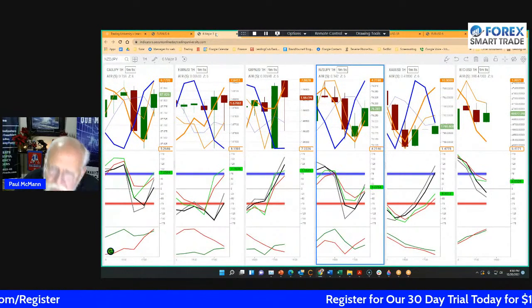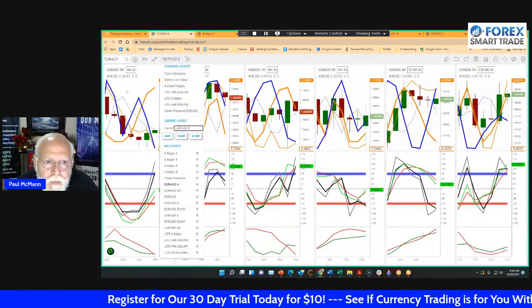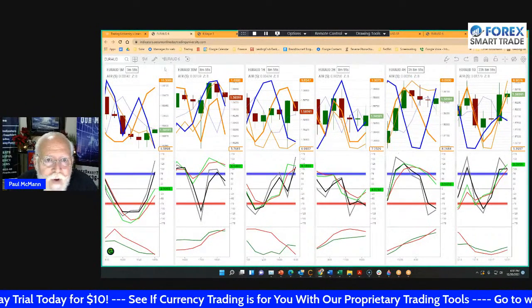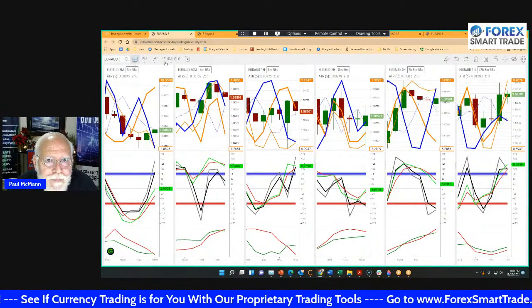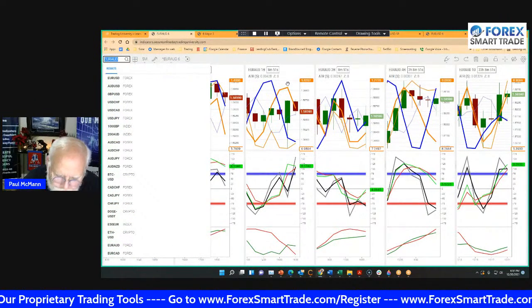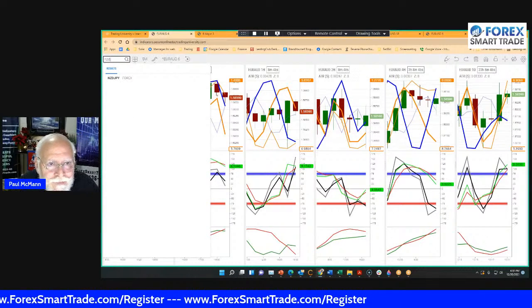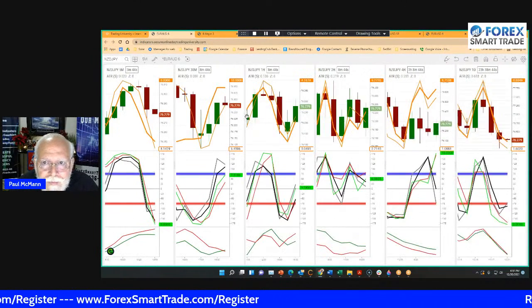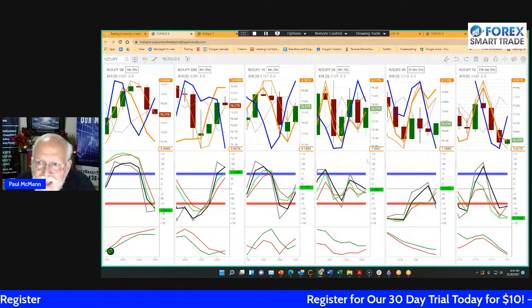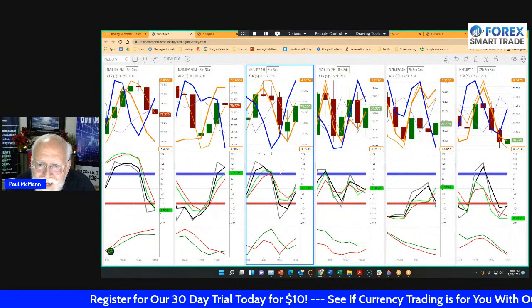So New Zealand, JPY. So I'm going to make this a New Zealand JPY, so it'll show me 6 different time frames, all against the same pair. So NZD, JPY, and basically what I want to do is I want to see if the 2-hour chart and the 4-hour chart support what I'm seeing here.